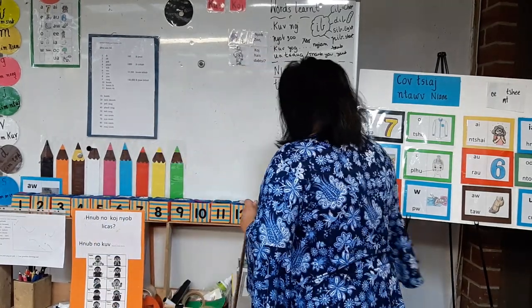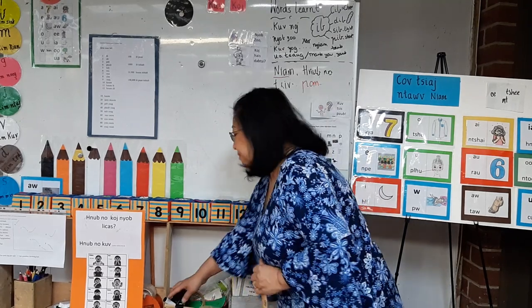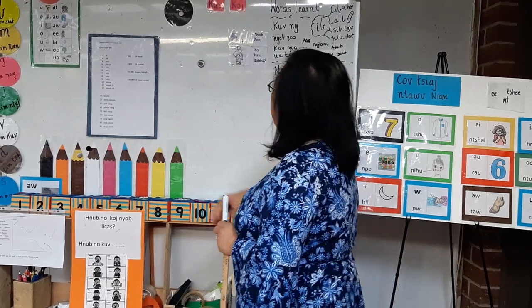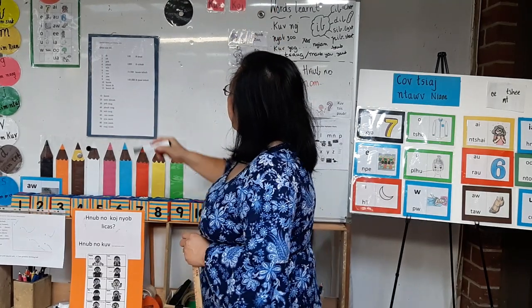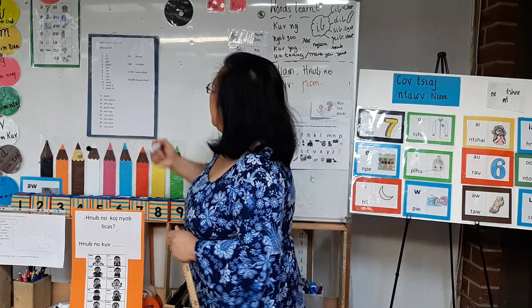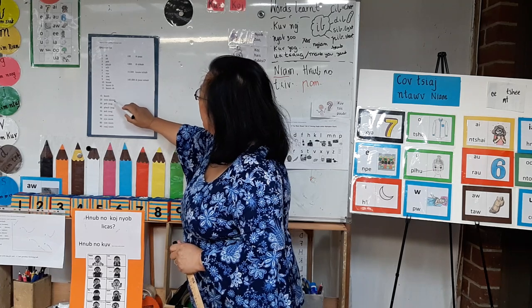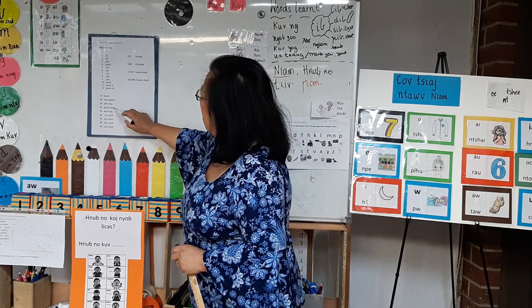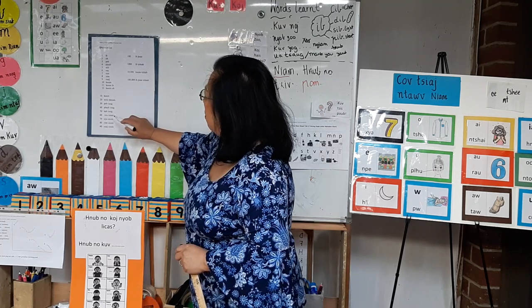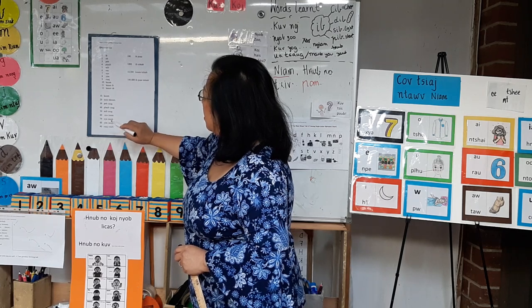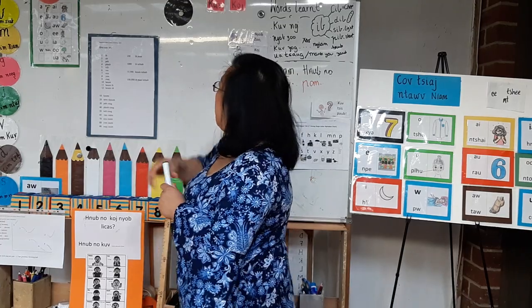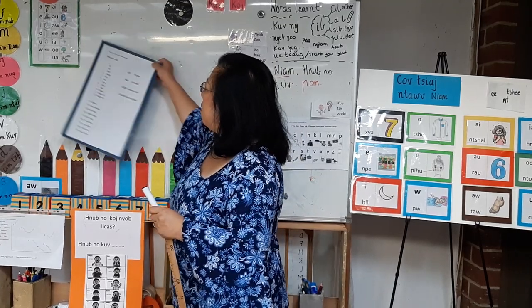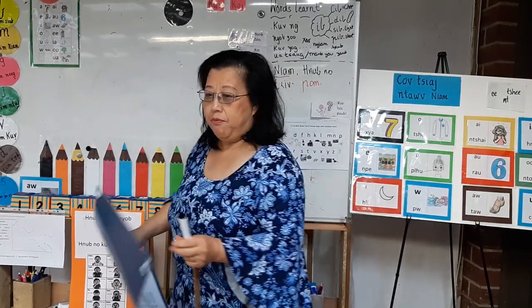Now, do you remember how to write 10 in words? Not sure? This is how we write 10, if you can see. But perhaps this is too small. I'm going to write on a whiteboard, okay?